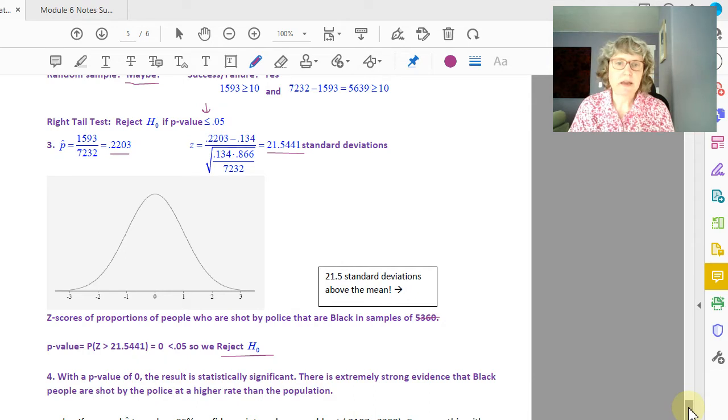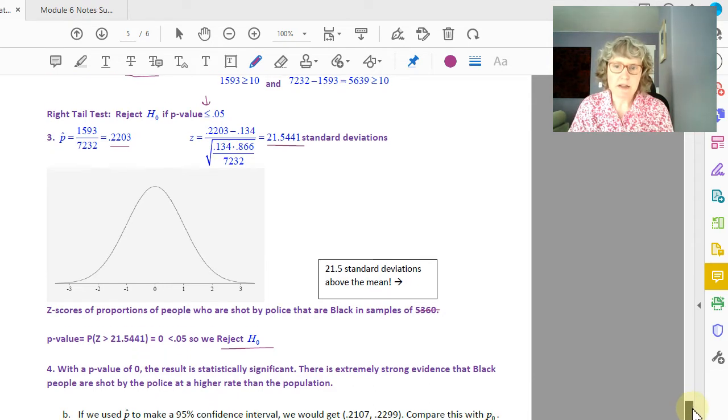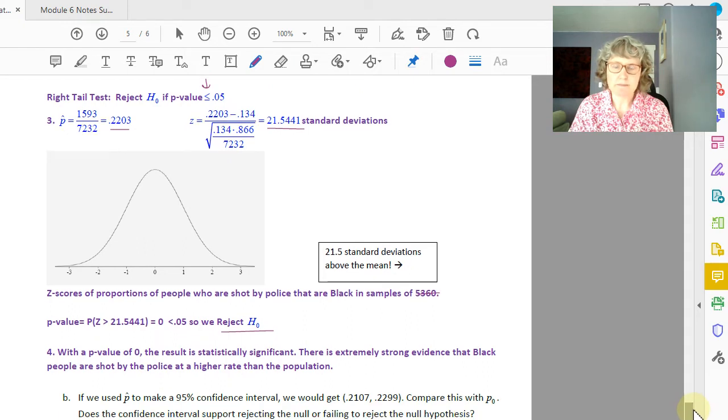Okay, let's do the same comparison with the confidence interval and see if they agree or disagree in this case. So if we used p-hat to make a 95% confidence interval, we would get 0.2107 to 0.2299. Okay, that makes sense because it's right around p-hat, which was 0.2203. So compare this with p0, or the null hypothesis. Remember, that's our population, 0.134.